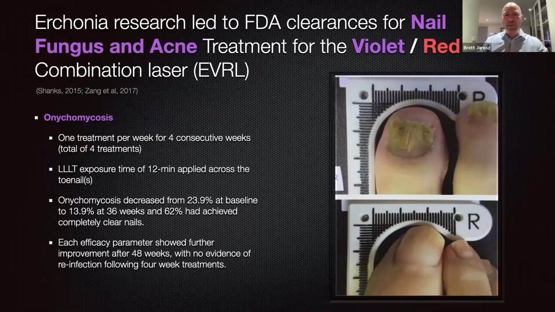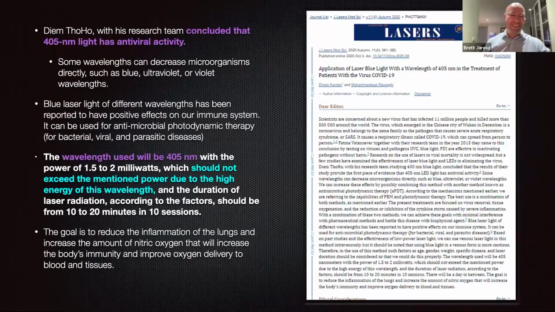So Erconia did that study using violet. Their particular study is also out there for acne as well. But this one's an interesting one. The research team concluded that 405 nanometer light has antiviral activity. I mean, just look at the title of that article. That would have been a very heated topic a few years ago to bring up a study like this. So some wavelengths can decrease microorganisms, such as blue, ultraviolet, or violet wavelengths.